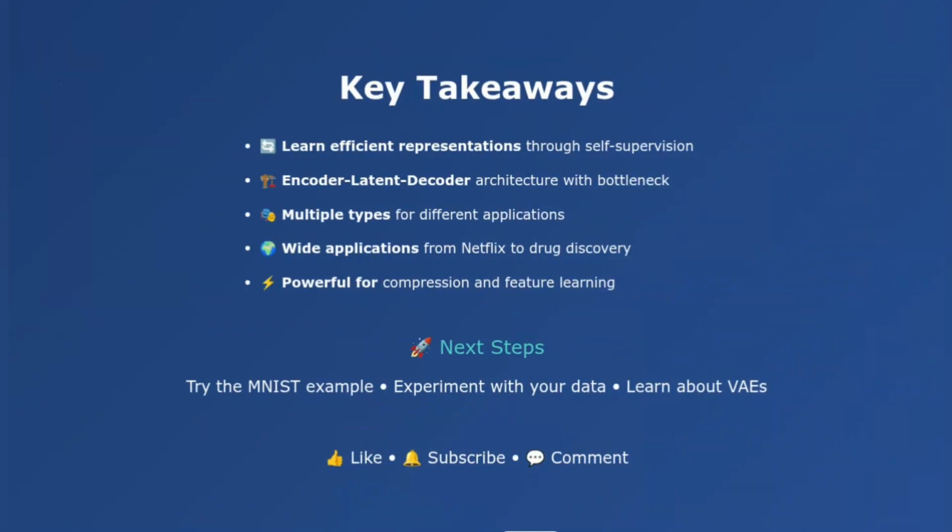Let's wrap up what we've learned today. Autoencoders are powerful neural networks that learn efficient data representations through self-supervised learning. Key takeaways. They compress data into meaningful latent representations, learn without labels, and have diverse applications from denoising to anomaly detection. Ready to dive deeper? I recommend starting with the implementation we showed today. Try it on different datasets, images, text, or time series data.